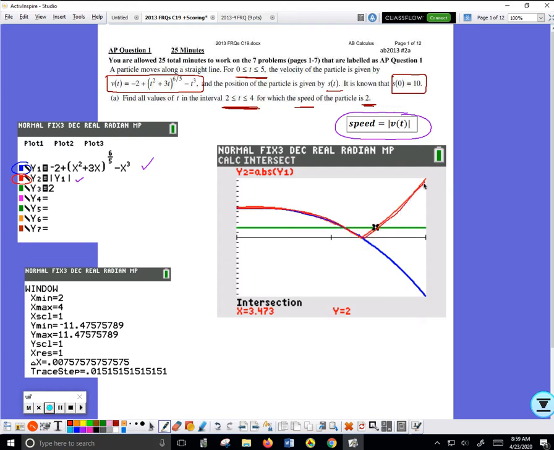I need to find out when the speed is equal to 2. So I graph here in green a value of 2. And then I get the window set up right. And then I find the intersections. So using my calculator, I'm able to answer the question.